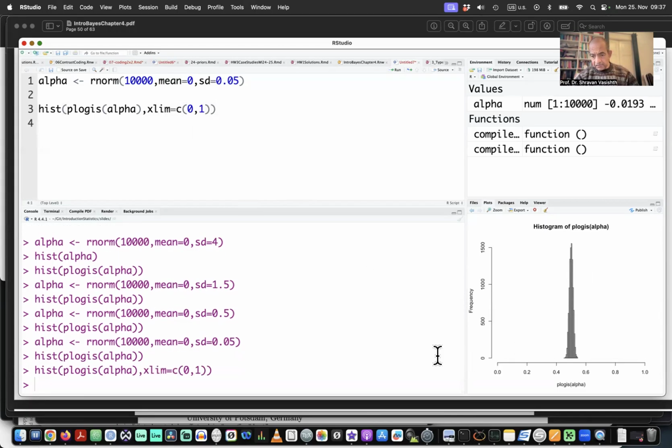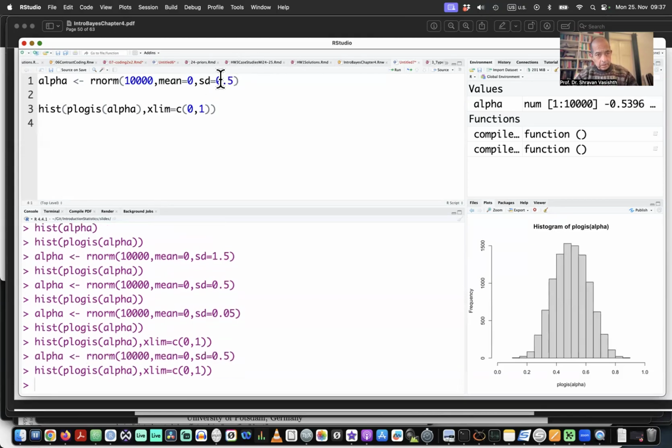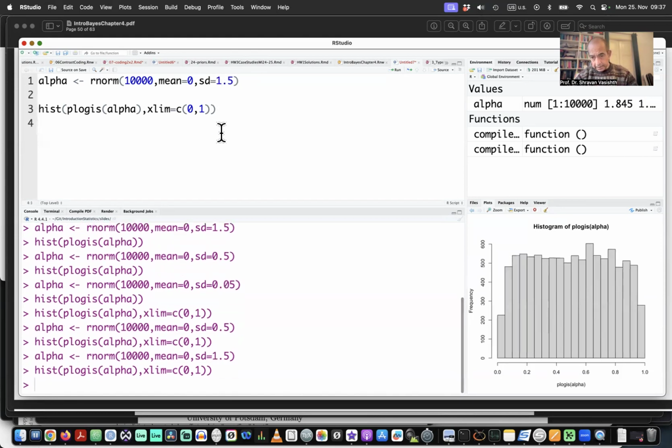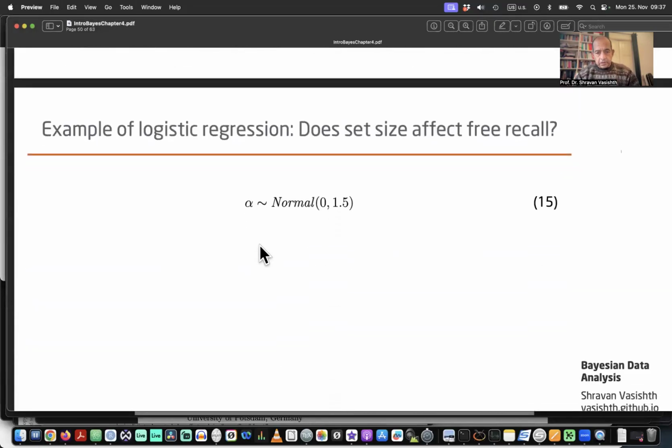Right, so now you see that this is a very tight distribution over 0.1. If I increase the standard deviation, then I get a wider distribution. If I make it even wider, I get a uniform distribution. So you can express your beliefs about the prior range of probabilities for theta by working with this prior with different standard deviations. Okay. So that's how these plots are being brought about.